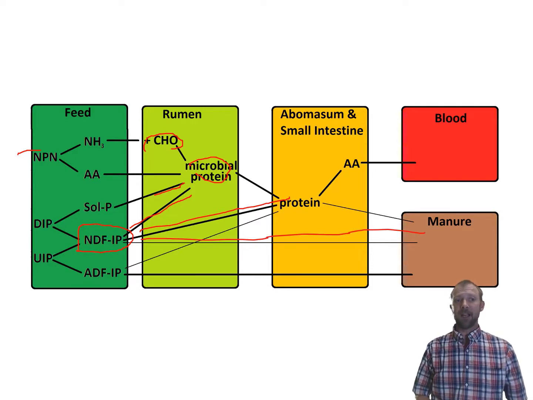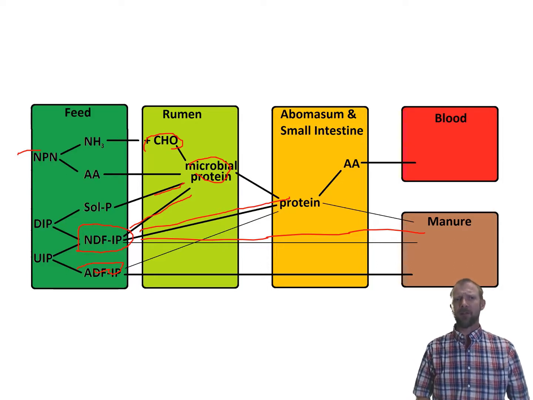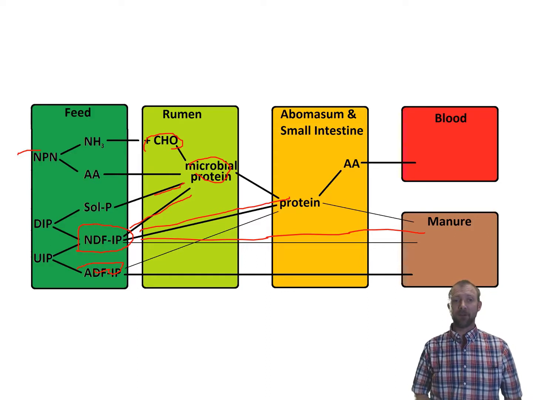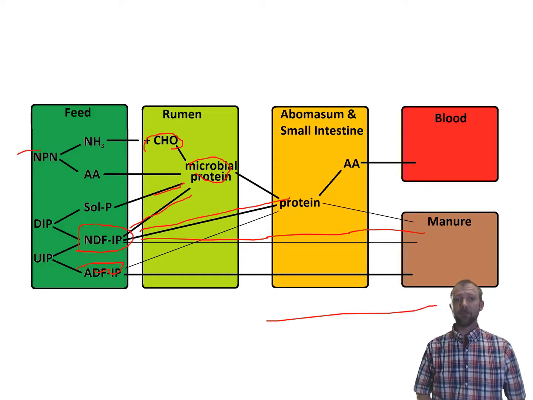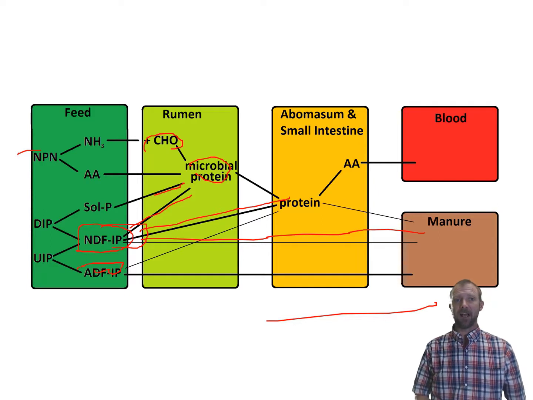And then you have ADFIP. Some of that ADFIP is going to be difficult to use. Some of it could still be used by microbial protein. Maybe a little bit will be available in the abomasum and small intestine, but most of it is going to pass right through into the manure, and we're going to lose it. And then again, those amino acids, whether it's microbial protein or protein that was able to be broken down and digested after the rumen, will get broken down into amino acids and absorbed into the blood.